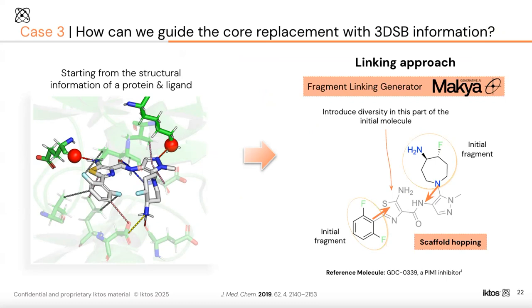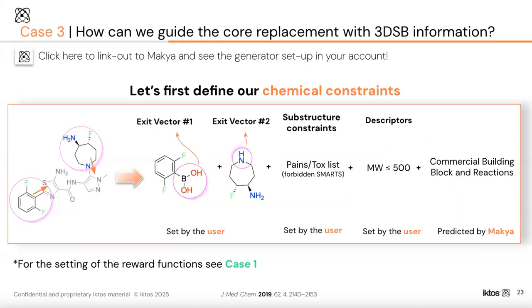We've identified a region of the molecule that we want to change and introduce novelty. Macchia's fragment linking generator takes this structural context and proposes new cores, replacing the central scaffold while preserving the key interactions. Once we've identified a region of the molecule for core replacement, Macchia allows us to fine-tune the design using chemical constraints, making the exploration more controlled and meaningful.